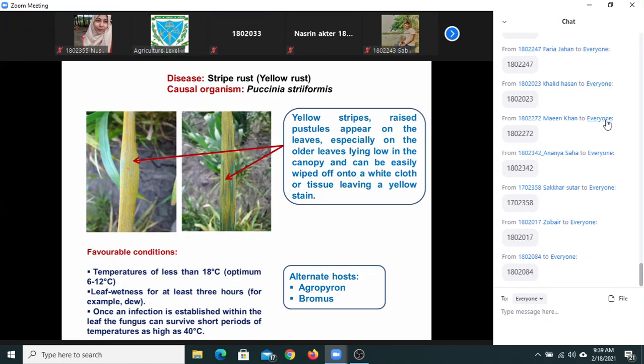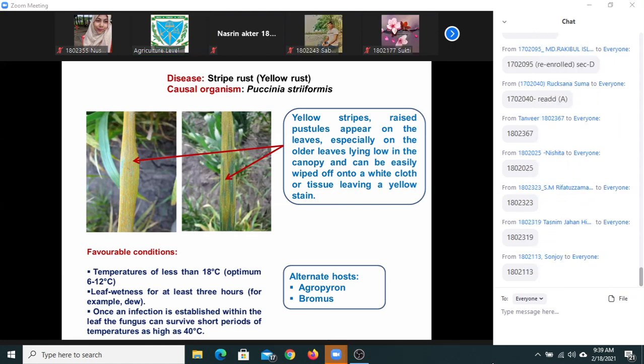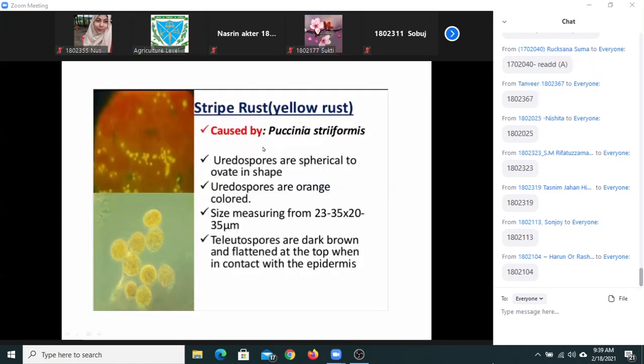What you can do, draw a wheat leaf, and then with your pencil, show the structures and mention the labeling. Yellow color stripes appear as raised pustules on the lower leaves. And whether these are yellow or stripe rust or not, you can confirm by wiping them out with a cloth so that you can see the yellow stain on your clothes. So see, these are urediospores. You see the spherical or oval type urediospores.